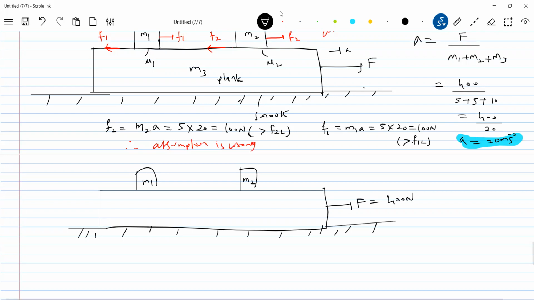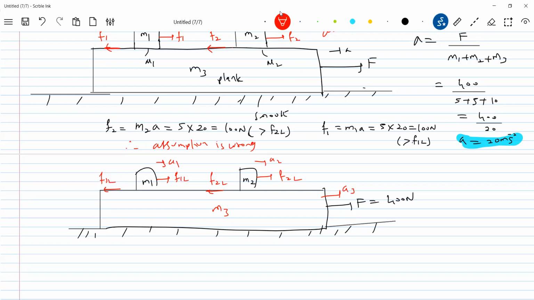Here the limiting frictions will act. F1L, F1L, F2L, they will have different accelerations. A2, A1, this M3 will have A3. Calculate all the accelerations. So what is A1 equal to? F1L by M1. What is A2 equal to? F2L by M2. What is A3 equal to? F minus F1L minus F2L.